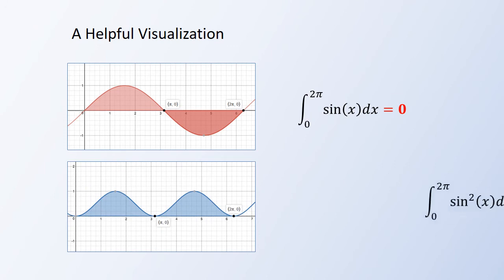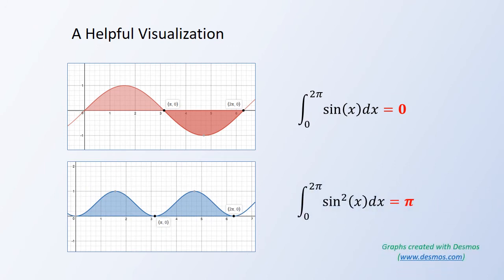But now for sine squared of x from 0 to 2 pi, you see that both of them are positive. Now it's not obvious that it's pi, but if you do the math, you'll see that that's true. By the way, both of these graphs and some of the graphs you'll see later on were taken from the great website called Desmos, www.desmos.com. I encourage you to check that out.